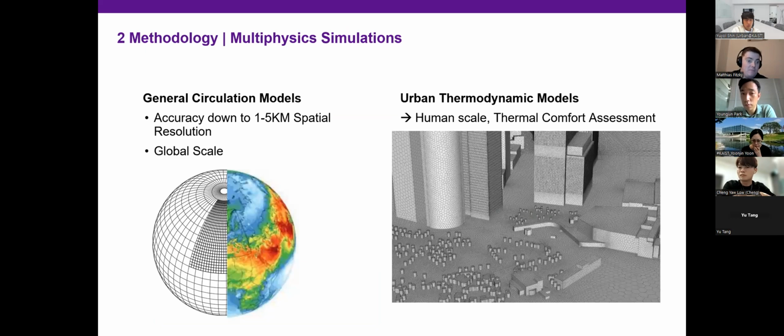To bring that point a bit more home, in these multi-physics simulation approaches, which we are employing here, you can either run this on a very large scale, so-called general circulation models. An example would be the Weather Research and Forecasting model, which simulates basically flow all over the global surface. But then on the other hand, you also have urban thermodynamic models that allow you to simulate the flow and heat transfer and everything down to the human scale. And that would then allow you to make an effective assessment of thermal comfort on humans. So that scale is the one which we will be looking at in this study.